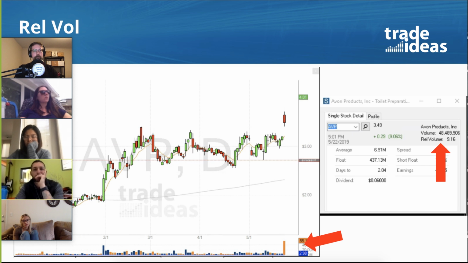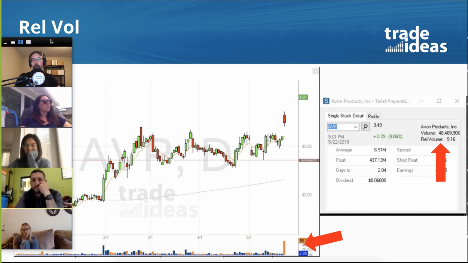Now with volume comes RELVol, which just stands for relative volume. What this does, and this is in Trade Ideas right here where this red arrow is, is it takes how much volume the stock normally does, and it shows you how much it's doing at that time of day today. So for example, the market opens at 9:30 Eastern, right?